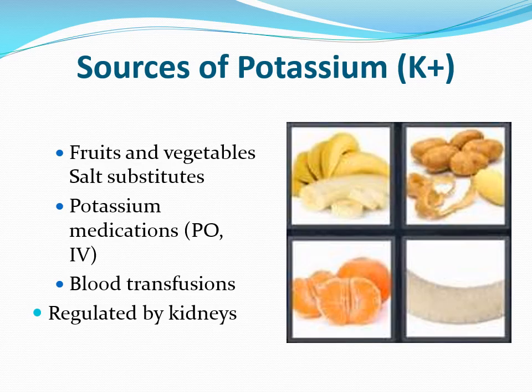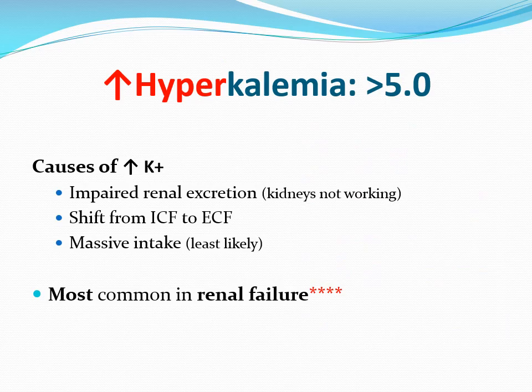Sources of potassium: fruits and vegetables, salt substitutes, potassium medications, blood transfusions, and again, this is usually regulated by the kidneys. Causes of hyperkalemia: impaired renal excretion, aka their kidneys are not working, shifts from ICF to ECF, and massive intake. That's pretty unlikely. It would take a lot of high potassium foods to cause this, but you do not see that normally. This is most commonly seen in renal failure.